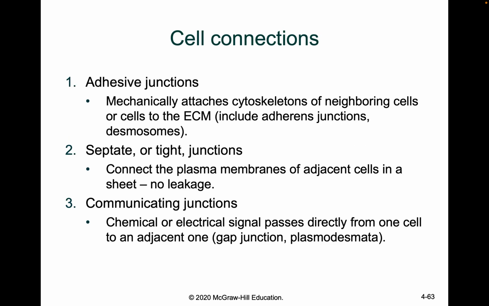Another form of cell-to-cell interactions are cell connections. So these are proteins that are literally trying to push cells together. And there's three different types. There's adhesive junctions, septate or tight junctions, and communicating junctions. And we'll start with the first one, which is adhesive junctions. These are proteins like adherens junctions or desmosomes that attach cytoskeletons of neighboring cells together. That's what they do. Attach the cytoskeletons of neighboring cells.